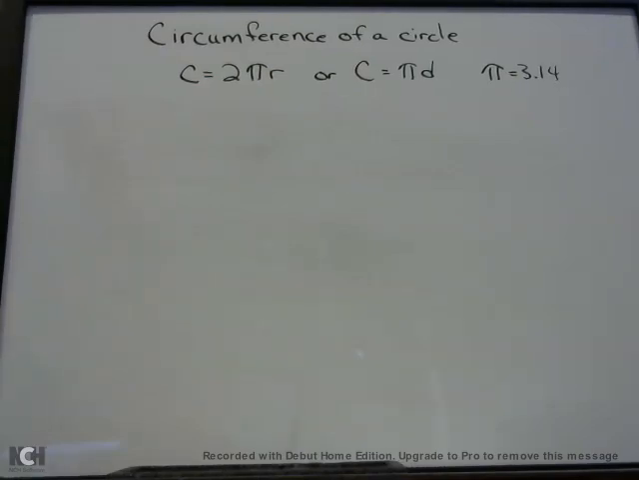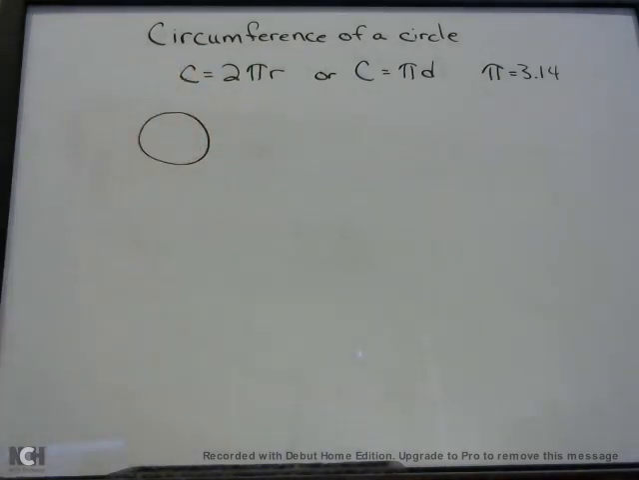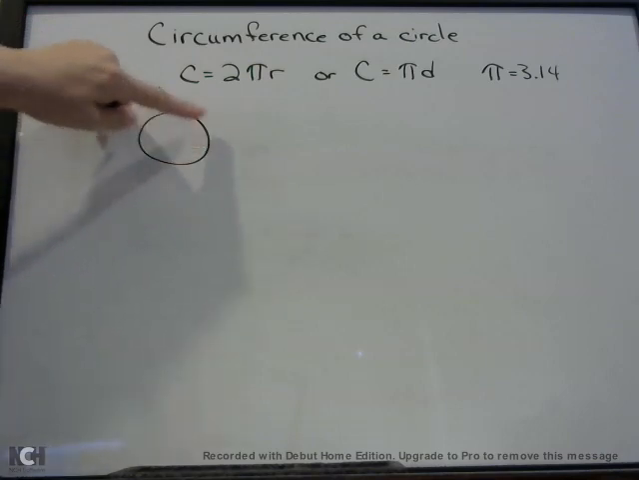We're going to talk about circumference of a circle. Now, circumference is just the measurement around the outside of a circle. If you're familiar with perimeter, this is the same concept as perimeter for other shapes, but for circles we call it circumference. It's, again, just the same thing as perimeter. So if you have a circle, it's the measurement around the circle.